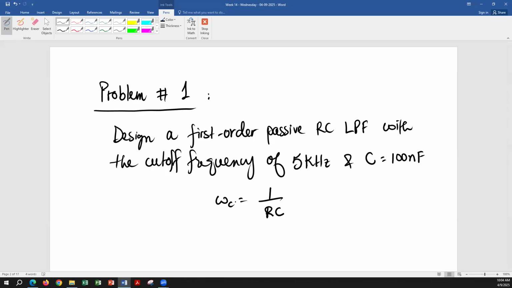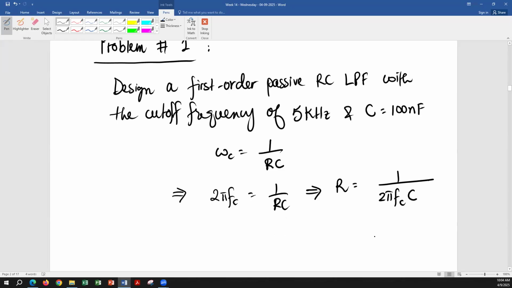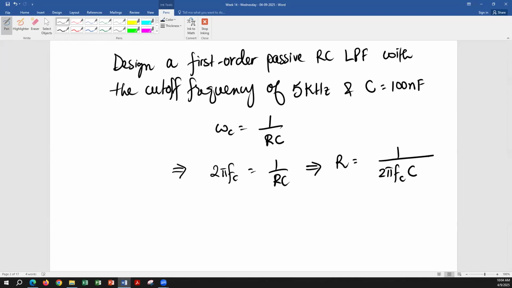All right, so we know FC, we know C, we need to find R. The first thing we're gonna do is we know that omega C, which is 2 pi FC, is equal to 1 over RC. So the resistor value is 1 over 2 pi fc times c. All right. What is the value? 318 ohms. Not a very good value.